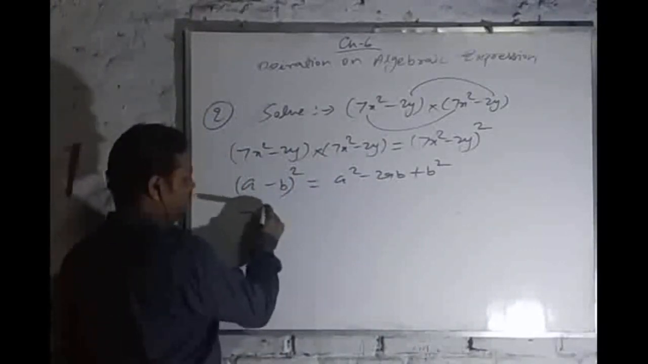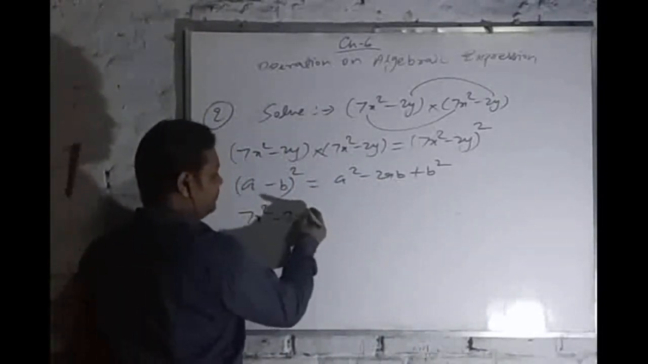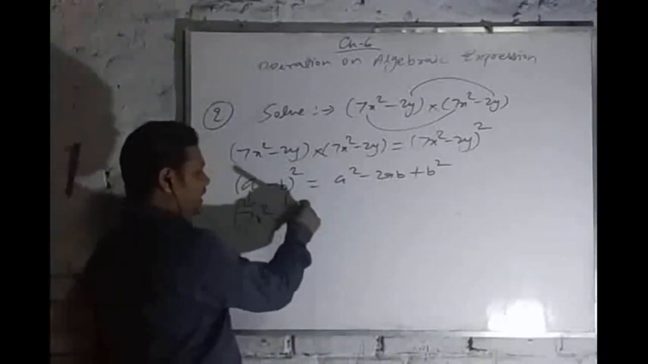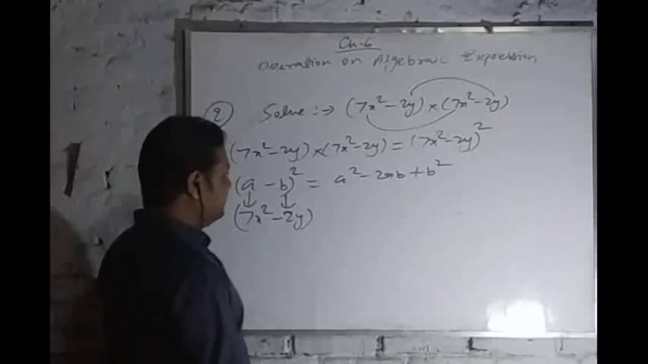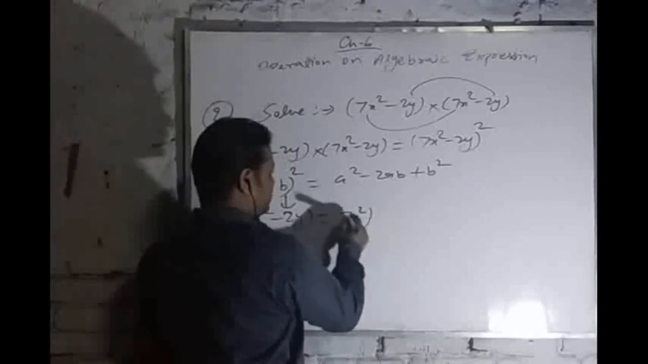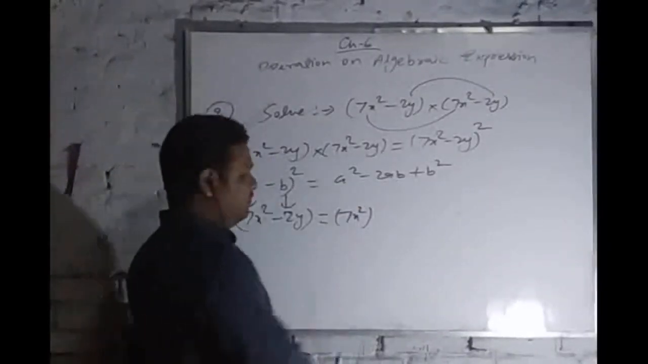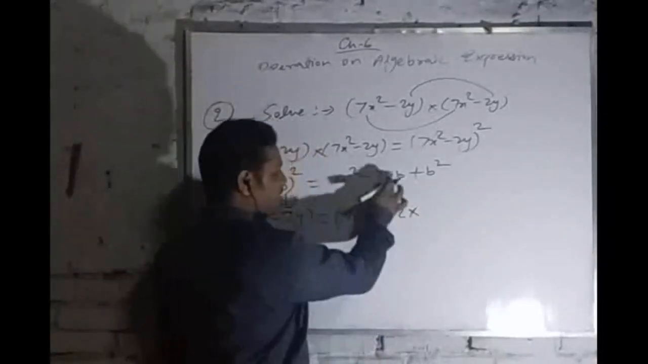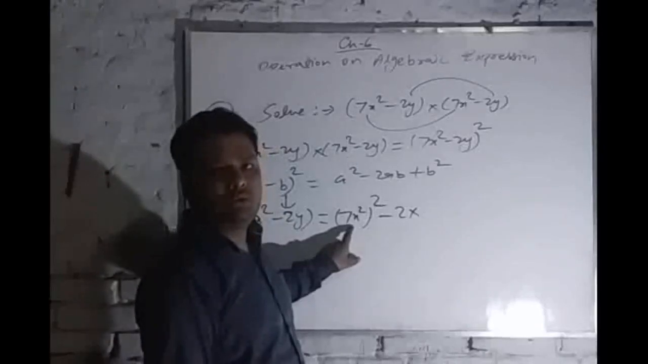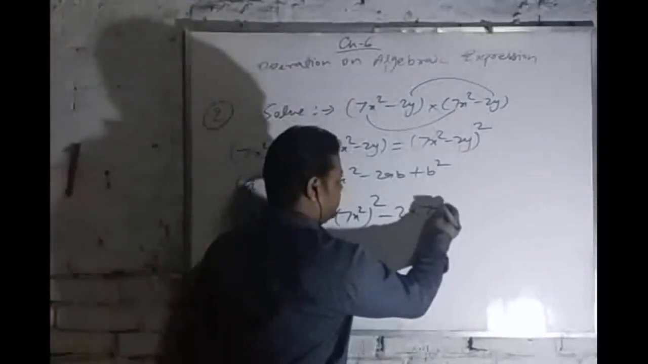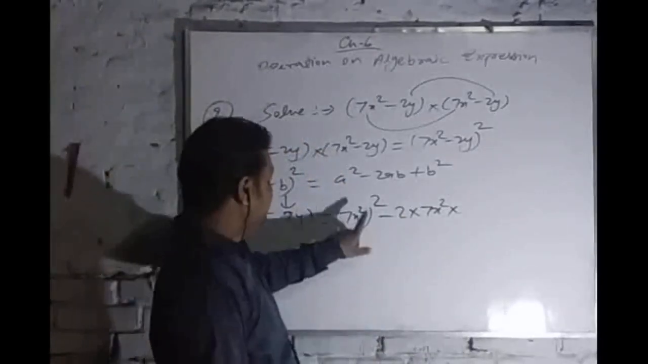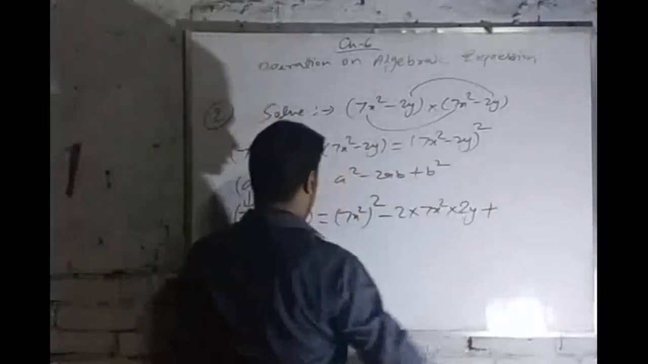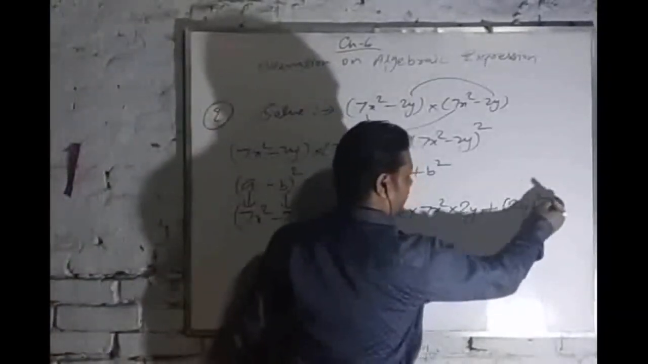So let's see: 7x square minus 2y only, and in the place of a is 7x square, and in the place of b only 2y. Then 7x square in the place of a, and it has power 2, so we will add power 2. Now minus 2 into a, the value of a is 7x square, so here we will write 7x square into b. The value of b is 2y only. So we will write 2y, plus b square, b means 2y, (2y) whole square.